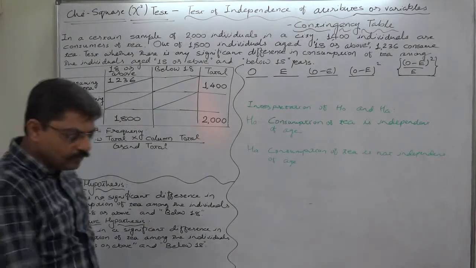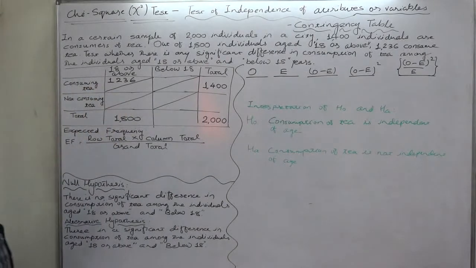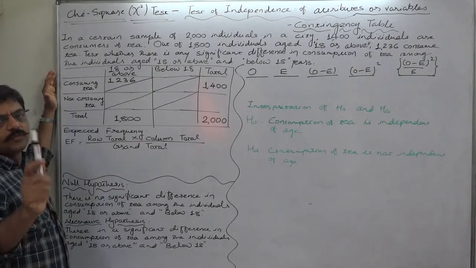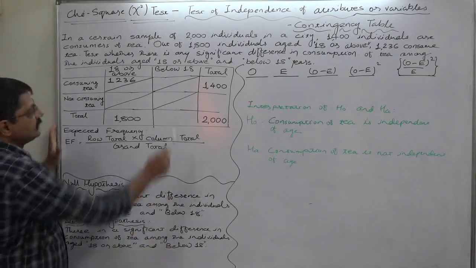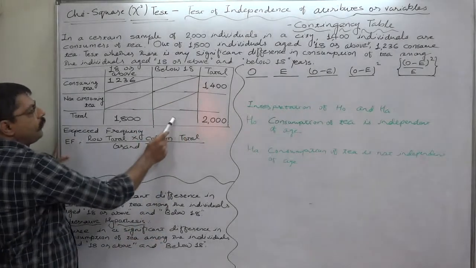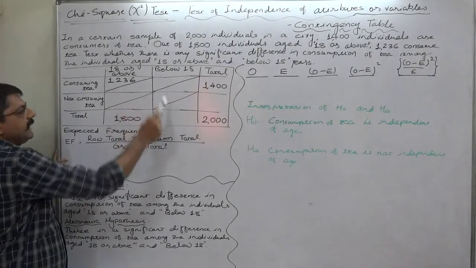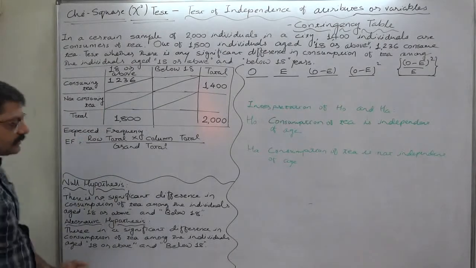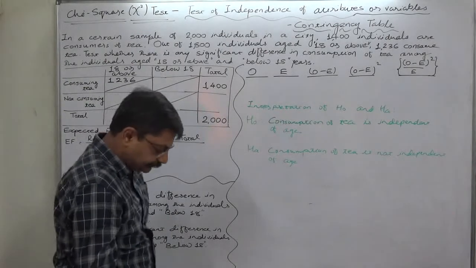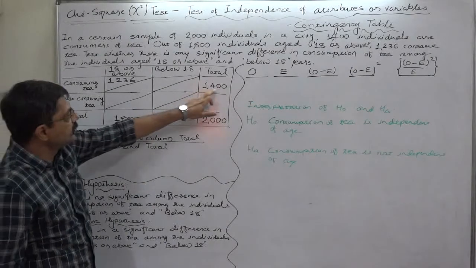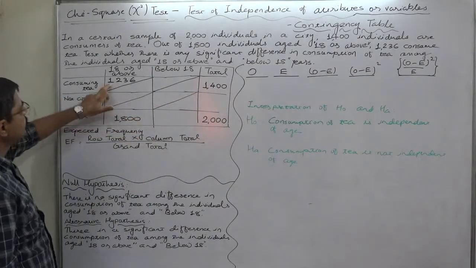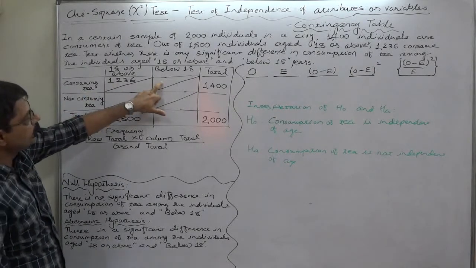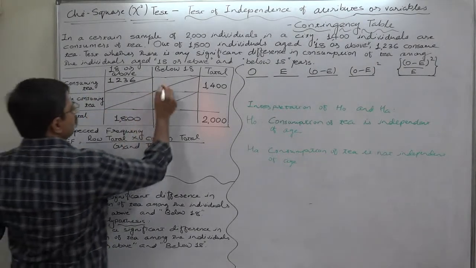First of all, how to find out the remaining observed frequencies? It is very easy in the case of a 2 by 2 contingency table. Since we have a gap of only one cell on every side, we can find it just as a difference. Let's find out. Here the total is 1400 and this cell shows 1236. So the remaining amount should be 164.